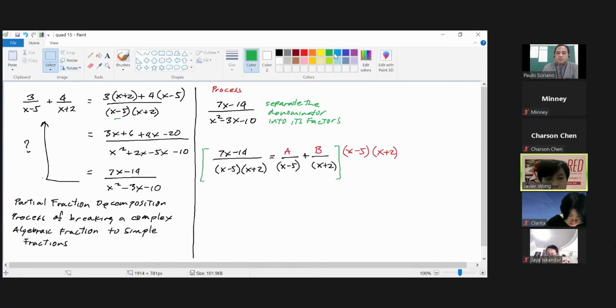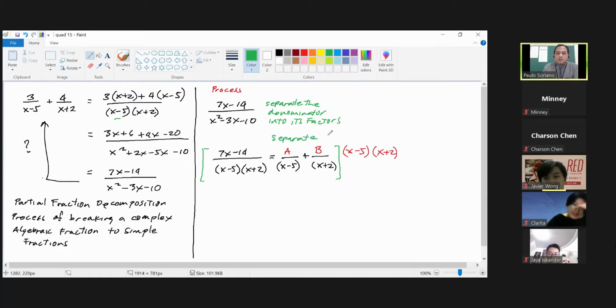On the left side, it will cancel out. Meanwhile, on the right side, a will be multiplied by x plus 2, b will be multiplied by x minus 5. Separate, then simplify. Since I did simplification, this one will cancel, leaving me with 7x minus 14 equal to, this one now will cancel, leaving you with a times x plus 2 plus b times x minus 5.